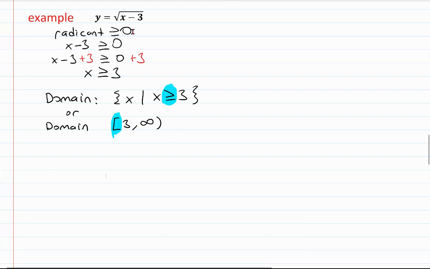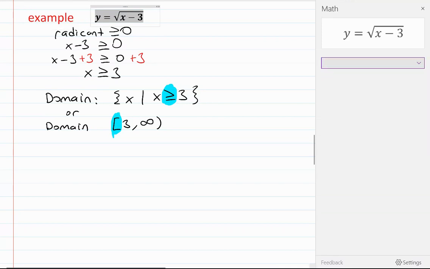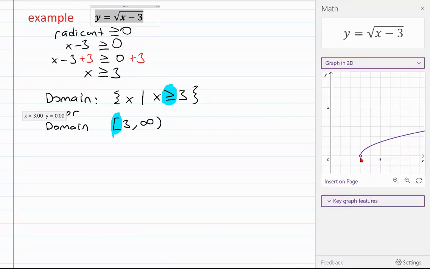So let me show this example in the graph. Where's my graph? Here. So this is my graph, okay? When I have x equal 3, I have y equal 0. So x equal 3 is included. But less than 3, let's say x equal 2, I don't have a y value. So it starts from x equal 3 and the bigger numbers, like x equal 4, x equal 5, goes to the positive infinity.